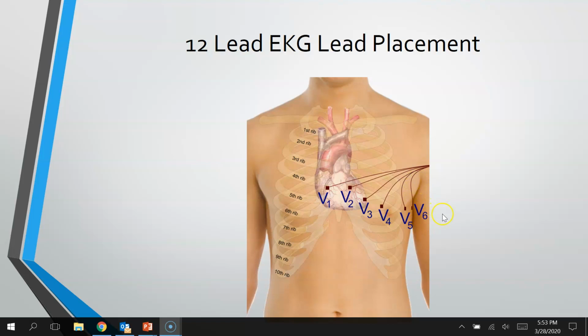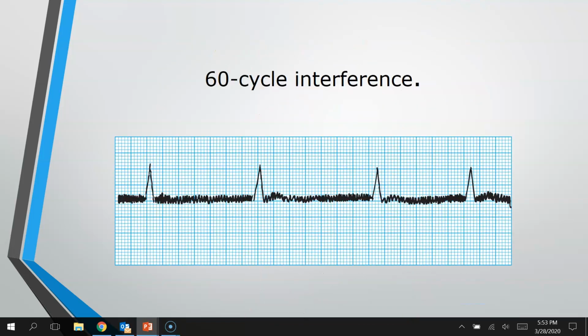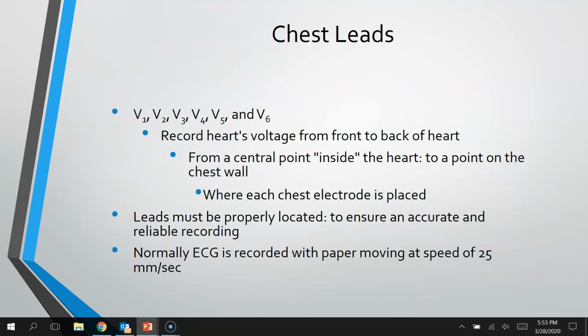Once those are in place, we're going to put the V3 lead between the V2 and the V4, and we will place V5 between the V4 and the V6. Okay, so now I'm going to go back here.